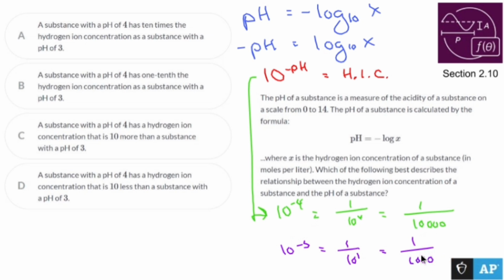This purple one is 10 times more than the green one. Is that what they wanted? So the 3 is 10 times more than the 4. They said the 4 is 10 times more than the 3. No. The substance with the pH of 4 is 1/10. Yep. The 4 is 1/10, because if I were to multiply by 1/10, that works because it's smaller. So it's B. It has nothing to do with adding more to it or subtracting 10 from it. It has to do with taking 1/10 of it.